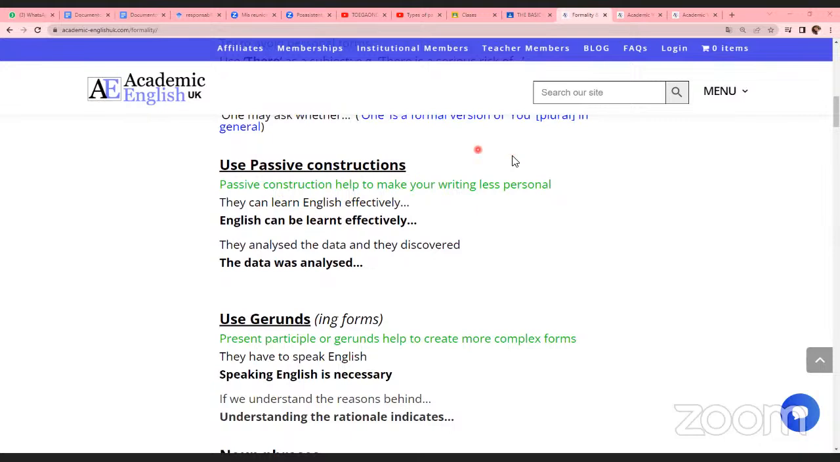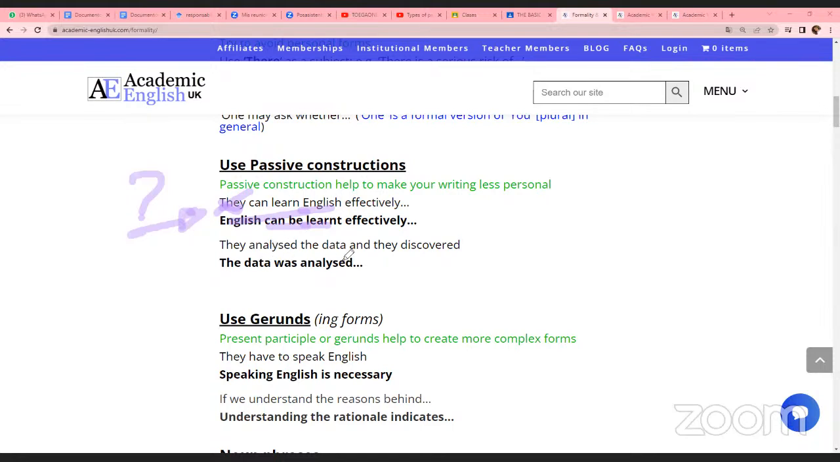Okay, we're gonna use passive constructions, right? For example, they can learn English effectively. Remember, we've learned how to use the passive voice, right? We focus on the receiver of an action, not the doer. In this case, they is a doer, okay? So what is the purpose of this? No personal pronouns, okay? Instead of that, we're gonna say English can be learned. English can be learned effectively.